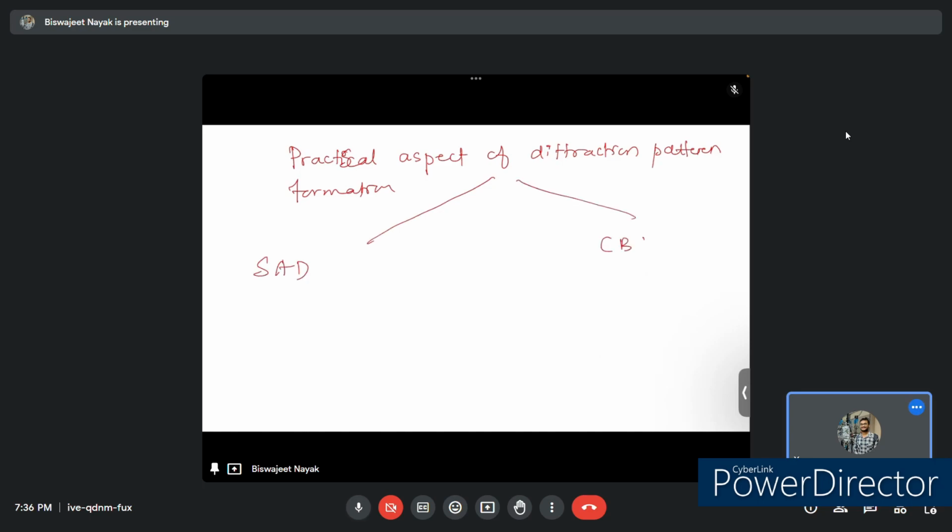One is selected area diffraction and another one is CBED.